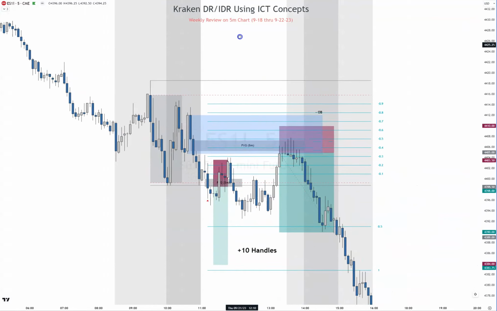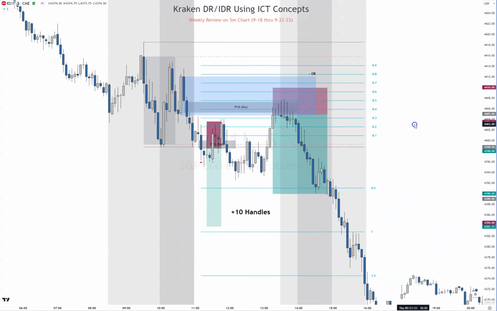Here is Thursday. Okay, explain Thursday. Thursday we get a confirmation of the downside here. We have a fair value gap. This is also an order block right here. I didn't mark it on the chart. So we get in our trade and it just takes us out. So we lose 5 handles here. So negative 5 handles right here.